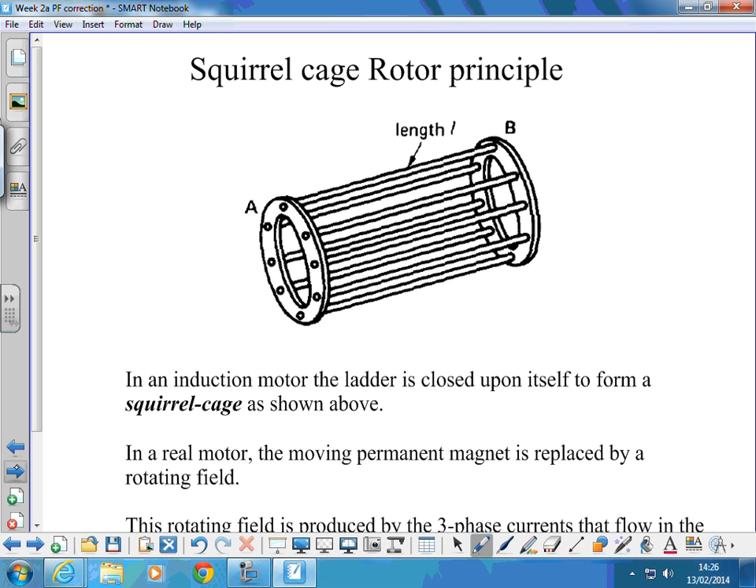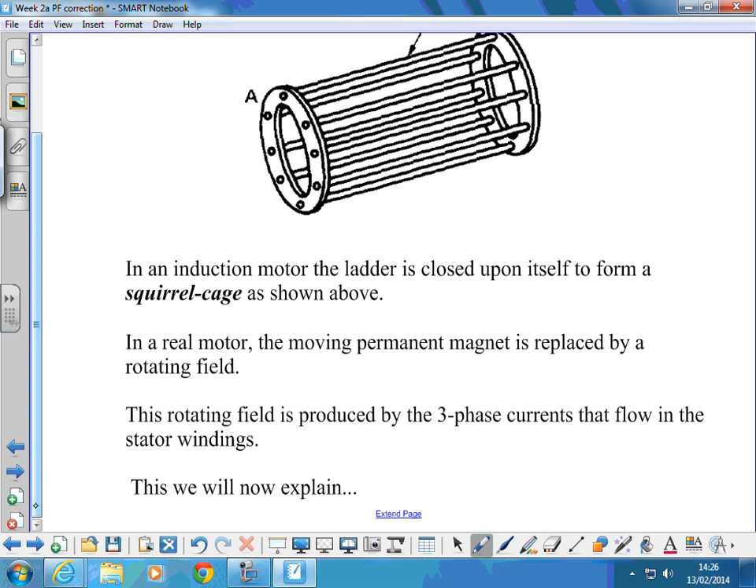So in an induction motor, the ladder is closed upon itself to form a squirrel cage as shown above. In the real motor, there is no moving permanent magnet. We cannot spin the stator around the outside of the rotor. That would defeat the object. The change in magnetic field is replaced by a rotating field created by the three-phase electricity that we apply to three windings. So I'm now going to explain that. Has anyone had the three-phase rotating magnetic field explained to them before?